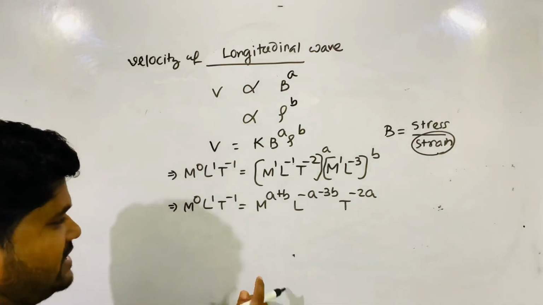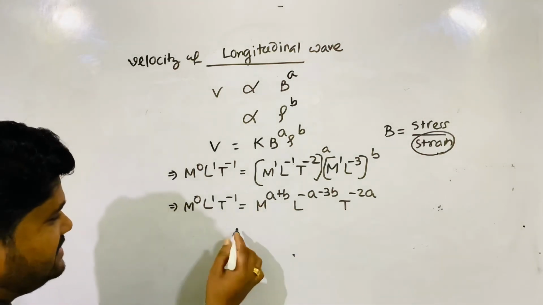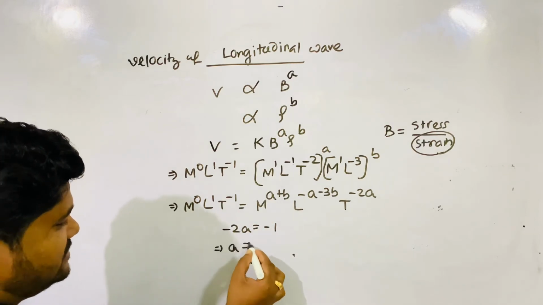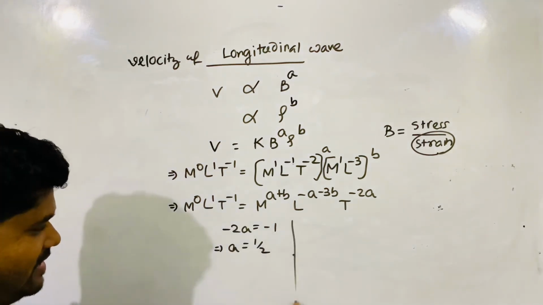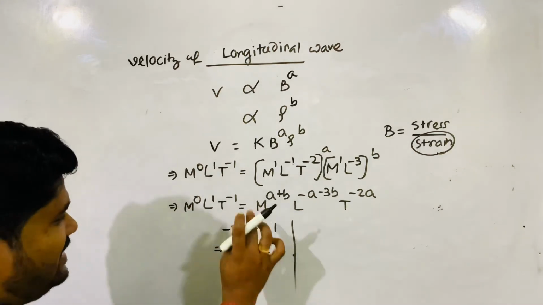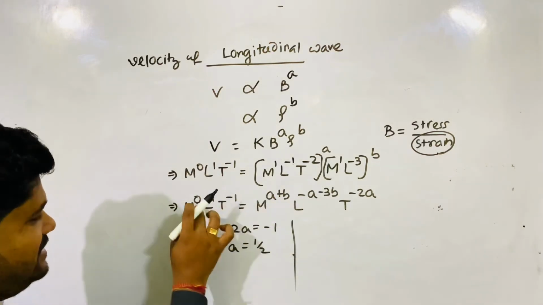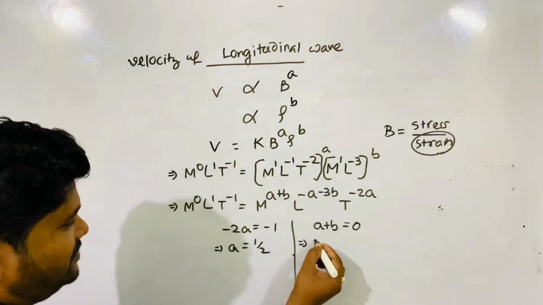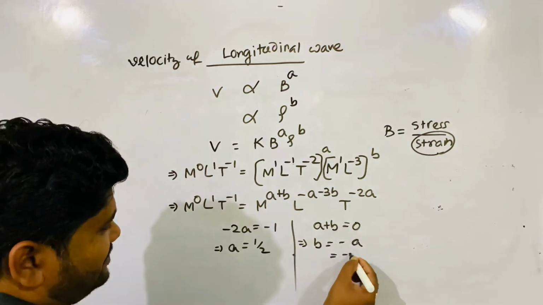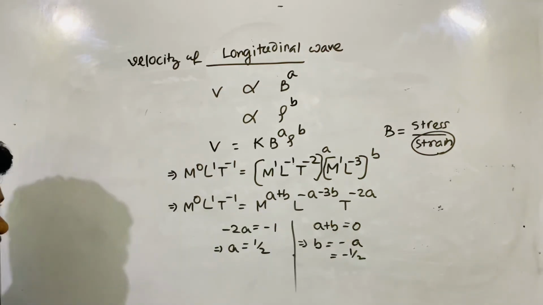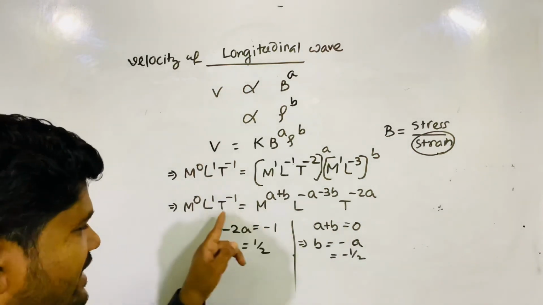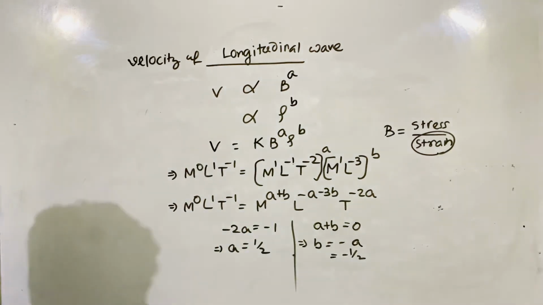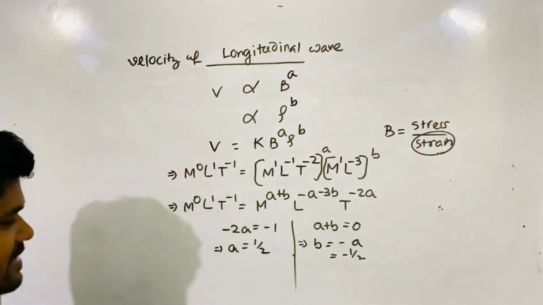Then you compare both sides. As usual, first compare T, it's better. Minus 2a equals minus 1, so a is equal to half. Then compare M: a plus b equals 0, so b is equal to minus a, meaning minus half. It's not required to compare L again, you will also get the same answer. So this is half and minus half.